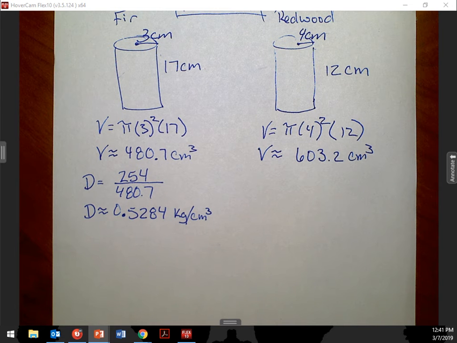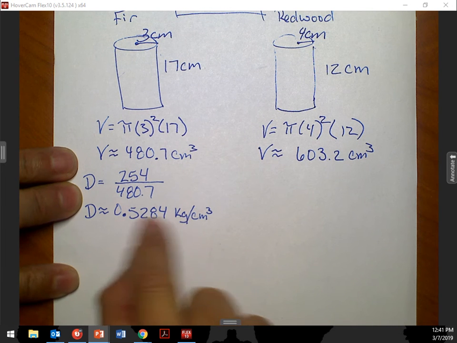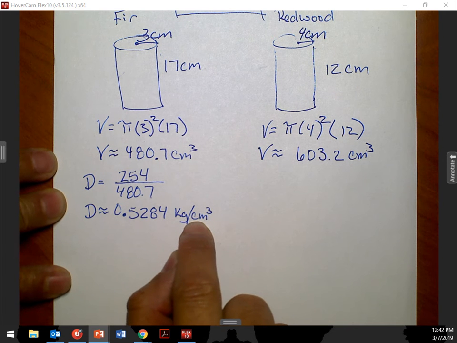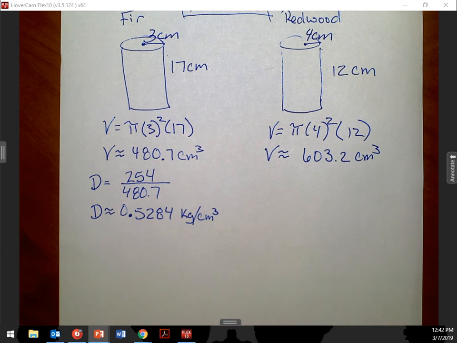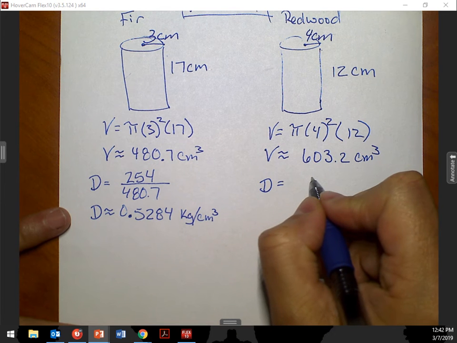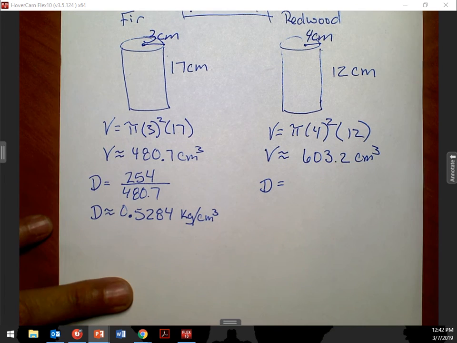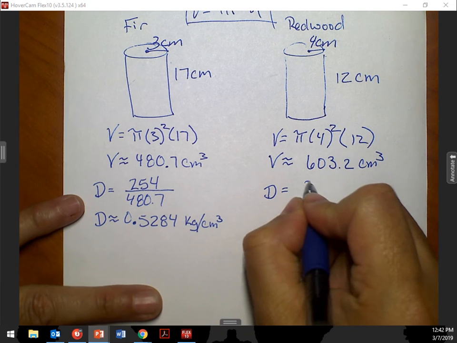All right. Okay, so what this actually means is this is how much it weighs for every cubic centimeter. So it weighs this much for every cubic centimeter. All right, now let's do the same thing for the redwood. So my density is equal to, what was the number for that one? 603.2 over 271, thank you.